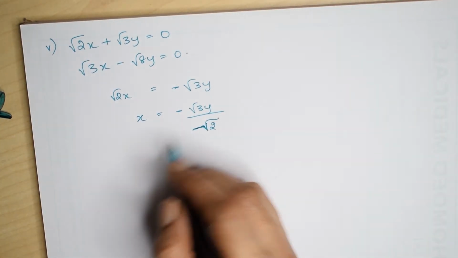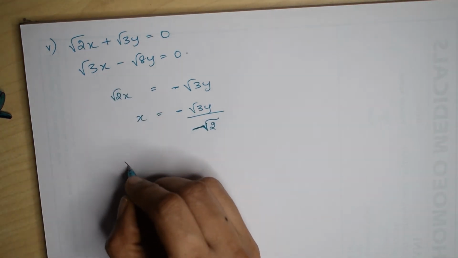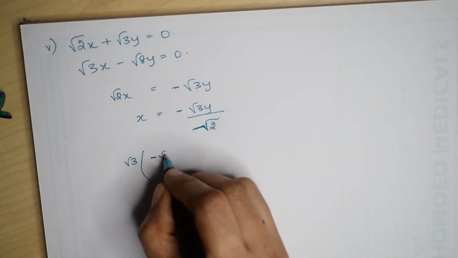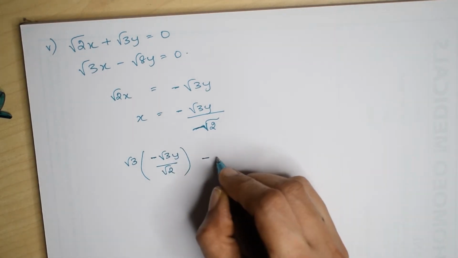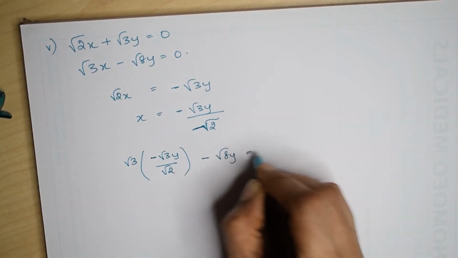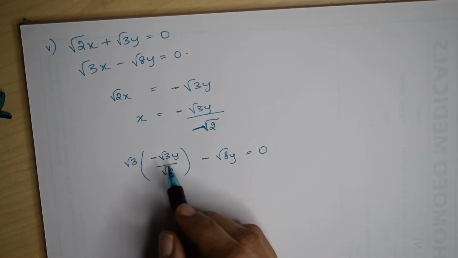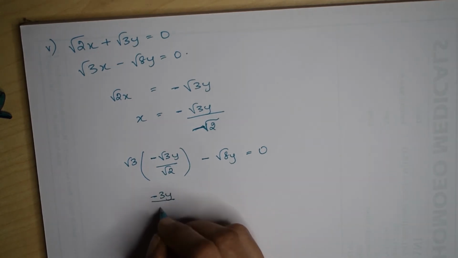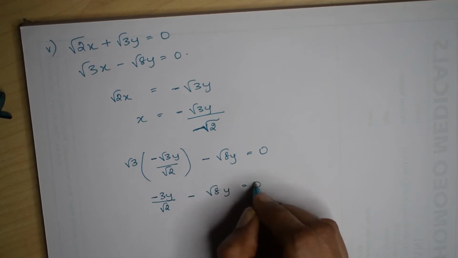So I have the same value, I am going to substitute it in the second equation. So square root of 3 is there, in the place of x I substitute this value, minus square root of 3 into 3y by square root of 2 minus square root of 8y is equal to 0. And here my square root of 3 into square root of 3 is 3, okay. So it becomes minus 3y by square root of 2 minus square root of 8y is equal to 0.